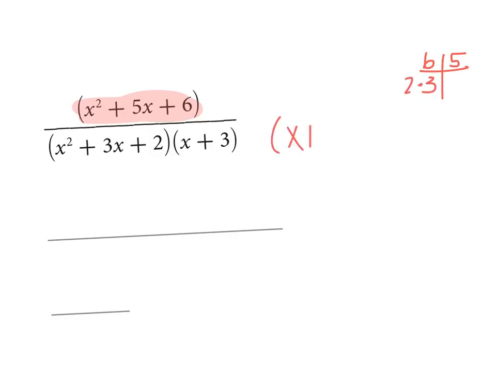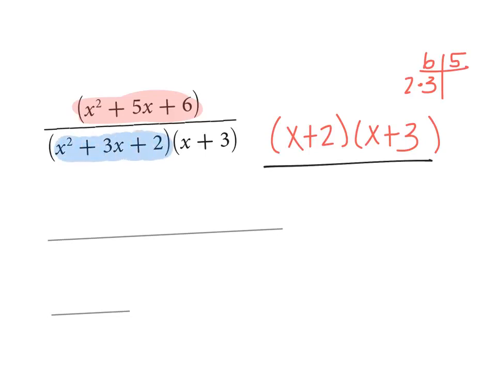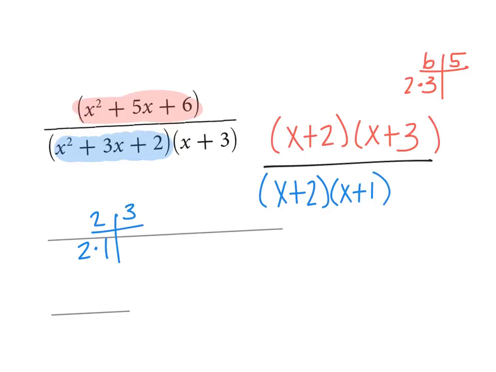So this becomes x plus 2 times x plus 3, divided by, I need to factor my denominator as well, x squared plus 3x plus 2. So I'm going to draw a t-chart for that. My product would be 2, my sum would be 3, so my numbers are 2 times 1. So that part of my denominator factors to x plus 2 times x plus 1. And then I still have my x plus 3 there, so I'm going to leave that alone.